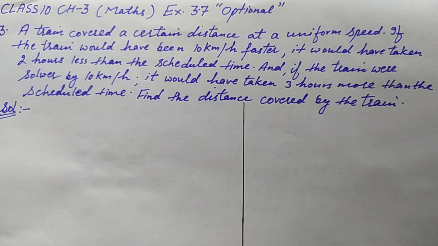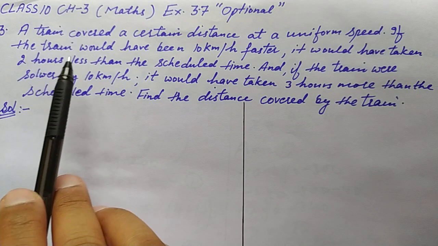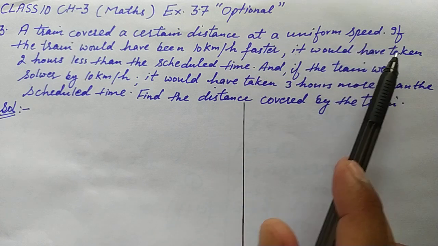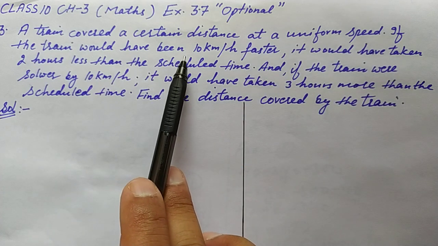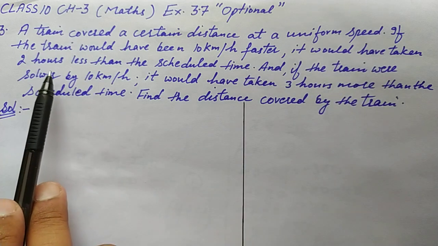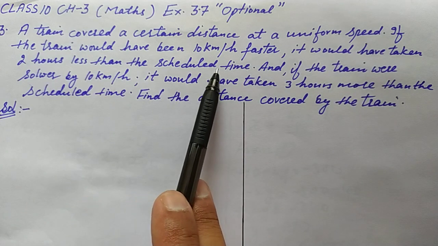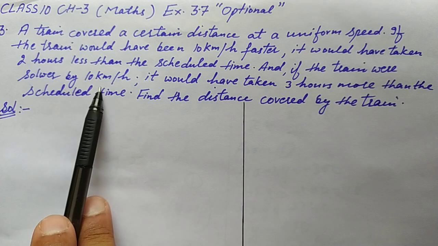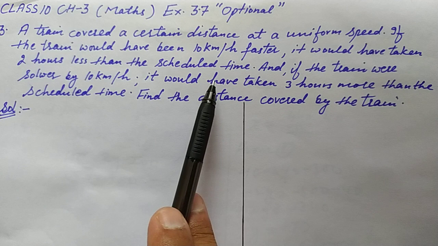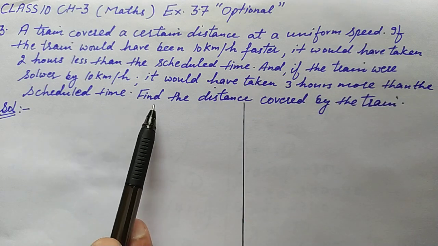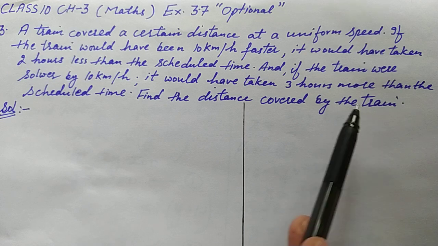Let's do this question. The question is, a train covered a certain distance at a uniform speed. If the train would have been 10 km per hour faster, it would have taken 2 hours less than the scheduled time. And if the train were slower by 10 km per hour, it would have taken 3 hours more than the scheduled time. Find the distance traveled by the train.